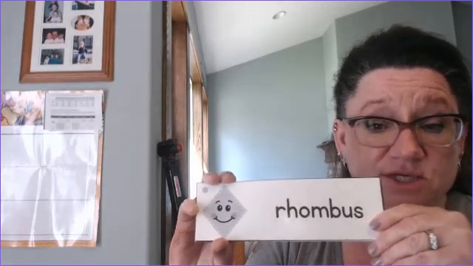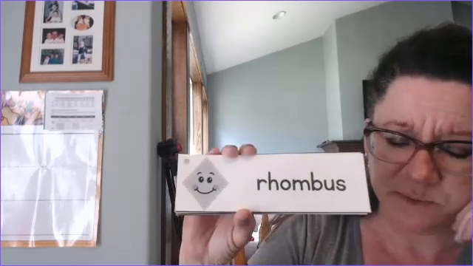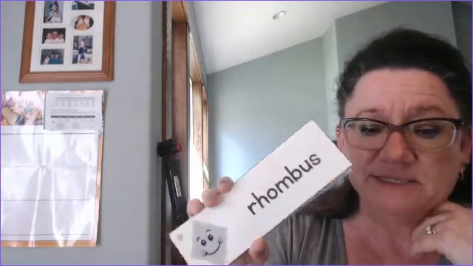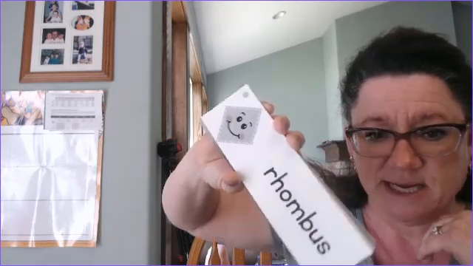All right. What is this? Some of you are going to call this a diamond. You wouldn't be wrong. But the math word for this shape is rhombus. Let's think about a rhombus. What do we know about it? A rhombus is like a what? If you turn it a little bit, it looks like a square turned on its side.